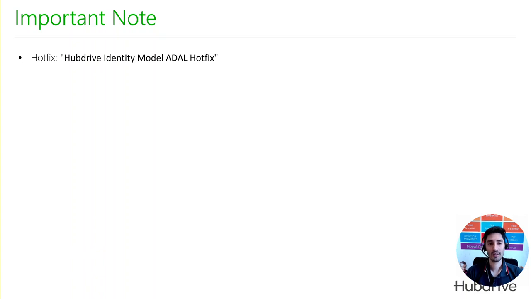I also have an important note here. As some of you noticed, a few weeks ago, Microsoft deprecated some processes. In order to continue working with the solution with no errors, no impediments, Hubdrive provided a hotfix. The hotfix is called Hubdrive Identity Model ADAL hotfix. You can find this in our customer portal. We are providing it for rollups up to rollup 37, so from 37 on, users can also find it there.